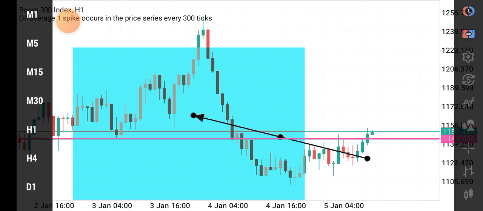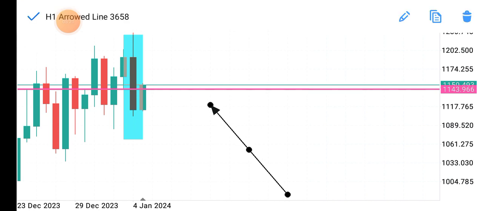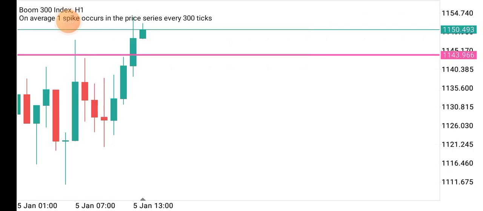So I made a mistake while positioning that horizontal line. If you want to confirm, we can just go to the daily time frame. Okay, you can see now it's directly on. The wick is directly on the line. All right, so we go back to the 1 hourly time frame.